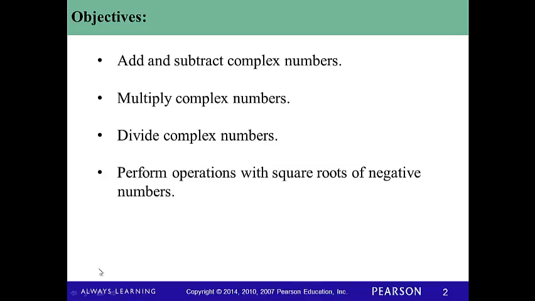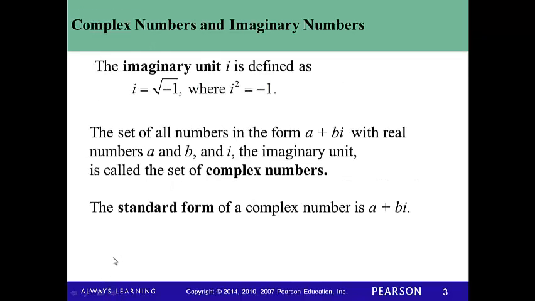So the imaginary unit i is defined as i equals the square root of -1, where i squared is equal to -1. This definition we'll just have to memorize. So again, i is equal to the square root of -1, and i squared is equal to -1.